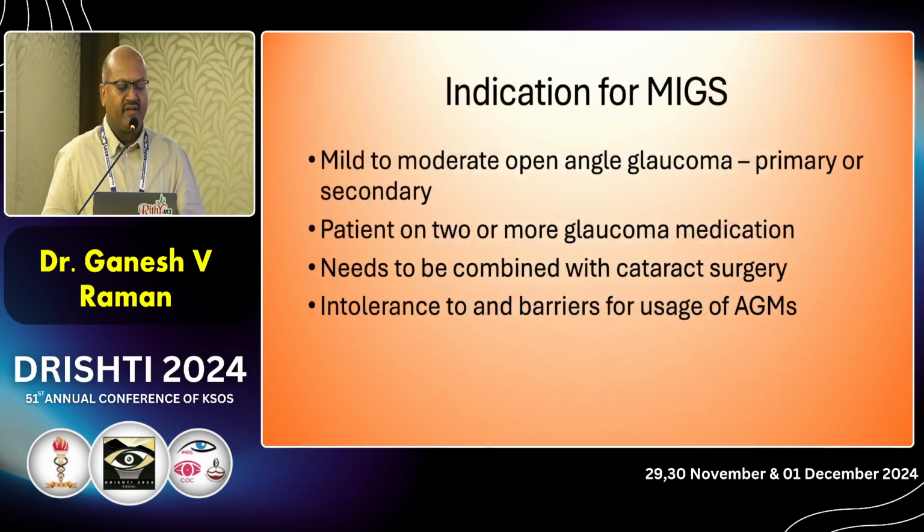So the main indications are for mild to moderate open angle glaucoma. It could be primary or secondary, and patients on two or more glaucoma medications. The logic is not to bring the intraocular pressure down to very low levels, near episcleral venous pressure, but to reduce the burden of medication to the patient. And it can be combined with cataract surgery, or can be done individually also. And if the patient is not tolerant to glaucoma medication, or has some barriers to usage of glaucoma medication, that's another indication.